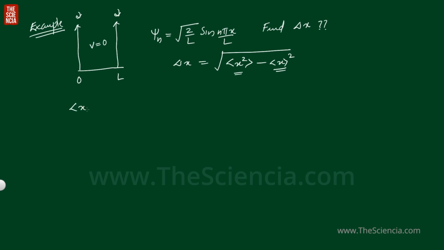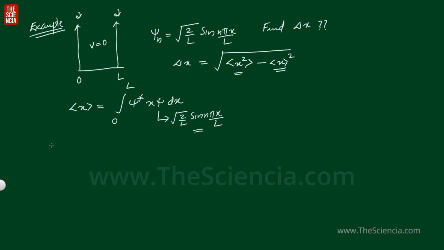So what is this expectation value of x? That is equal to integral psi star x psi dx. Here the particle is in the region 0 to L, so the limit will be 0 to L, and we know the wave function psi is equal to root 2 by L sin n pi x by L, and psi star also will be the same one, right? Because there are no i terms, so the complex conjugate of this wave function will be the same.